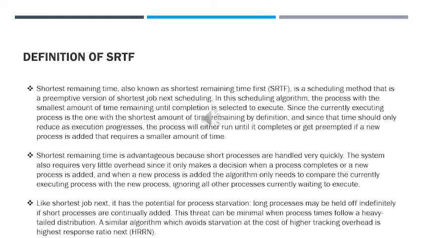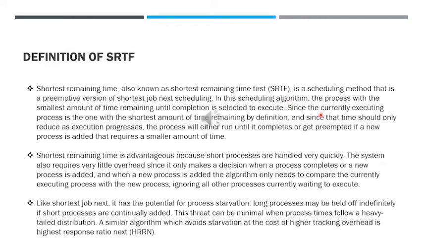Before we begin, let's first define what shortest remaining time is, also known as shortest remaining time first or SRTF. It is a scheduling method that is a preemptive version of shortest job next scheduling. In this scheduling algorithm, the process with the smallest amount of time remaining until completion is selected to execute.